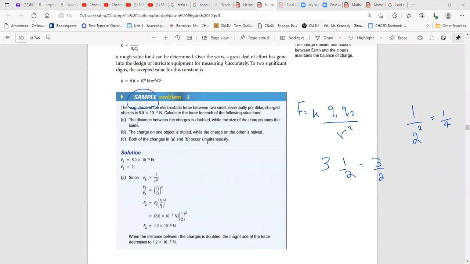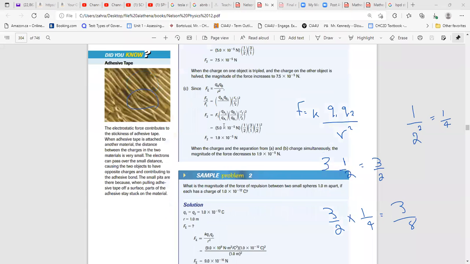Also, if both changes happen at the same time, it means the force is multiplied by 3/2 times 1/4, which is 3/8. So if you multiply the force by 3/8, you'll get the answer. As you see here, all of the changes happen at the same time.